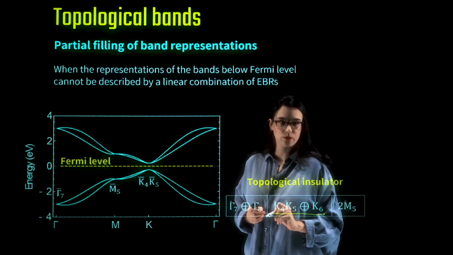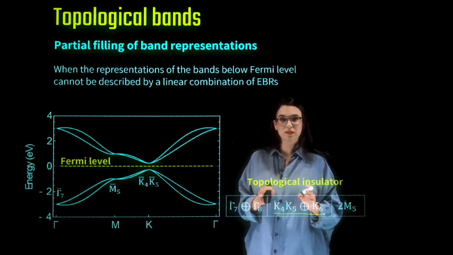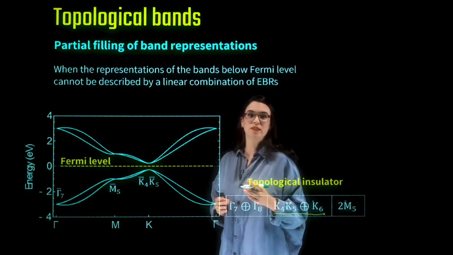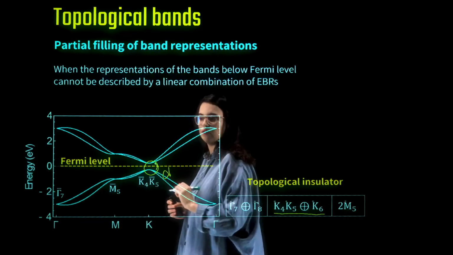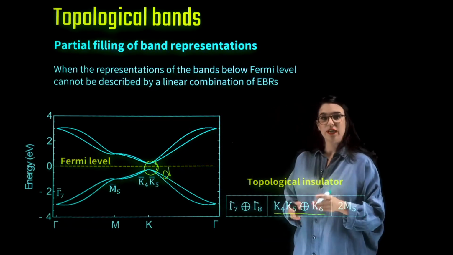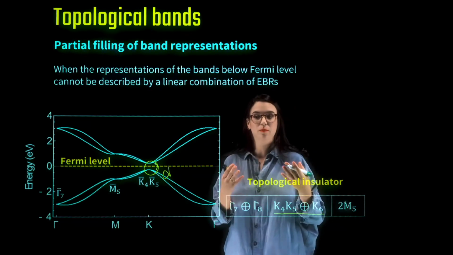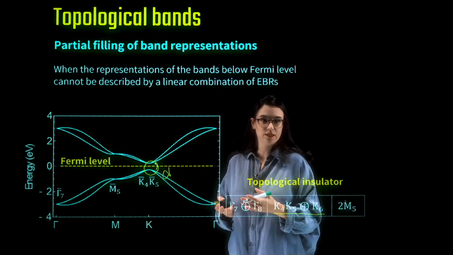And this is what we are seeing here. These are the two different representations. So this means that the symmetries actually allow for a full gap to appear at the K point. And these symmetry representations are compatible with an insulator state.